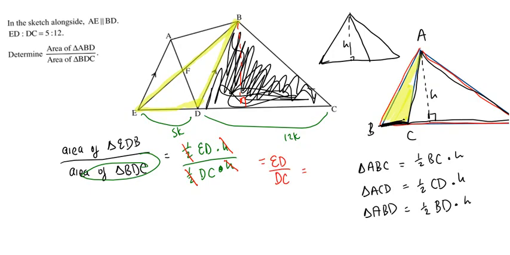Wait a minute. Are you not given ED? You were given that it's 5K. Are you not given DC? You are given that it's 12K. So the answer is just simply 5 over 12. Done and dusted. So that's why I just need you to have this triangle in mind. Right. Now, if you think that was luck, let's go to the next question.